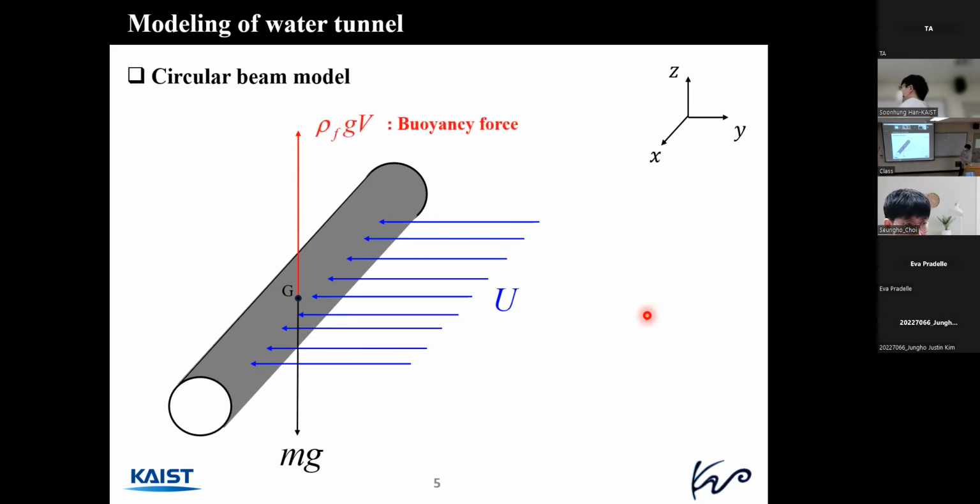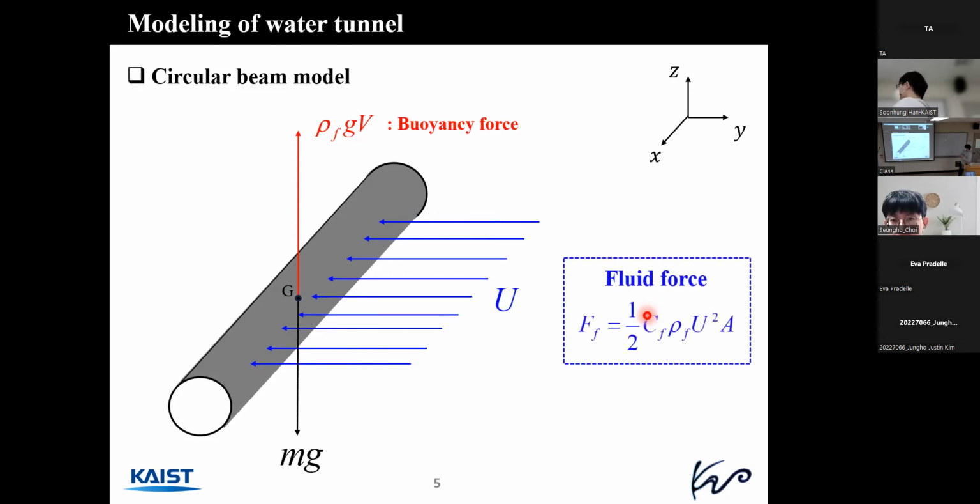The second term is the buoyancy force, which is due to the beam being immersed in the fluid environment. Rho F means the density of the fluid, that is, the water density, and V is the volume that is immersed in the water. The final term is the key force in our topic: the drag force, the force that is induced by the fluid.